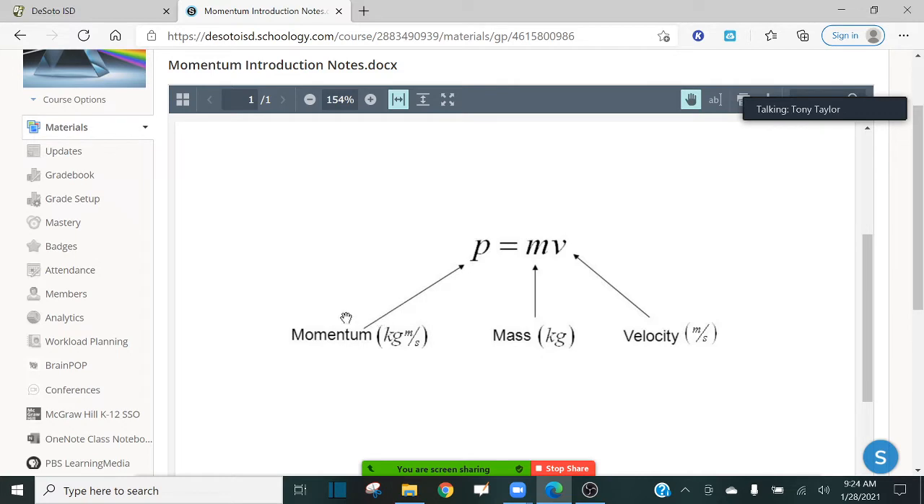Keep in mind what your units for momentum are. Your units for momentum are kilograms meters per second, which makes sense, right? Because you're combining mass and velocity. So kilograms times meters per second gives you that for your units. So momentum is mass times velocity, and we typically use a little p to represent momentum in physics.